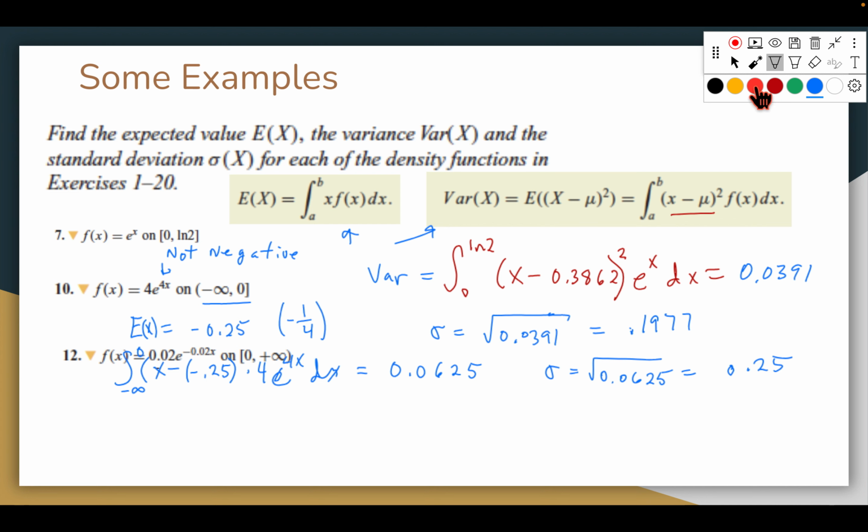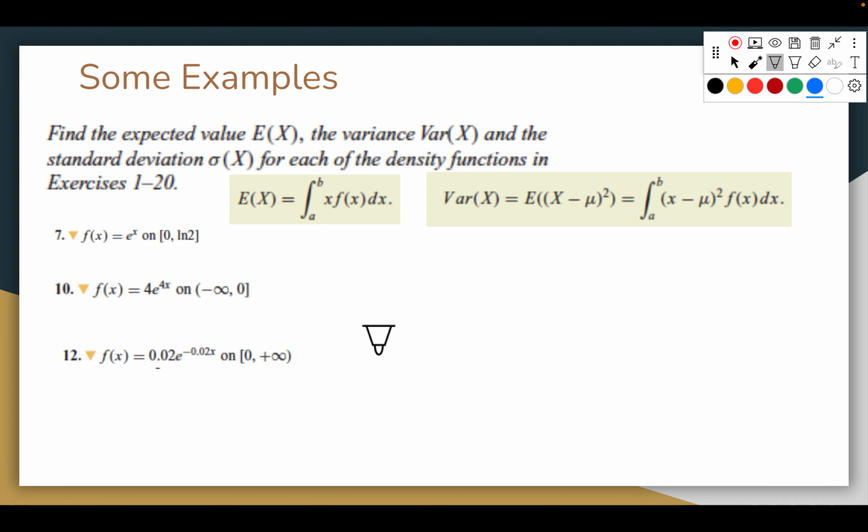Let me erase this stuff just to make it clear. And then this one, we're not even going to use a calculator. We're so good now, we can just use that method, right? This one is a negative, so it does follow that pattern. What is the mean going to be?